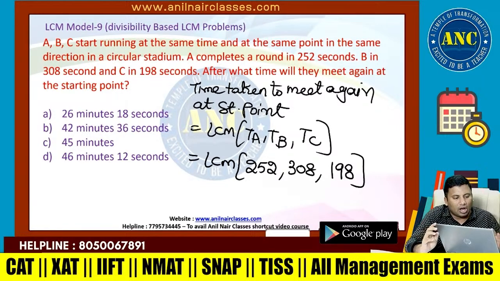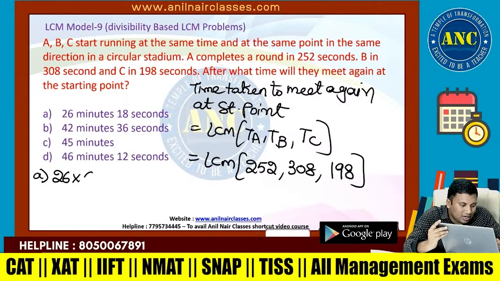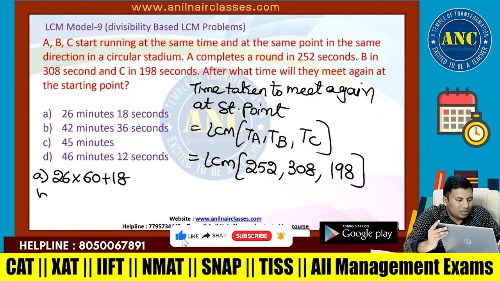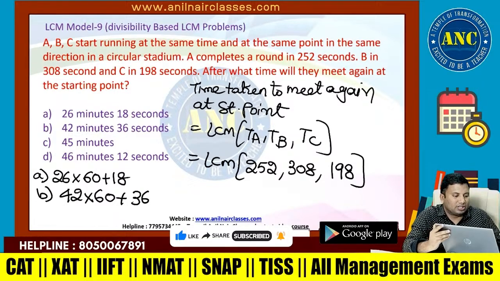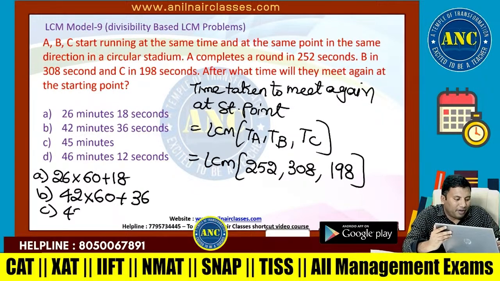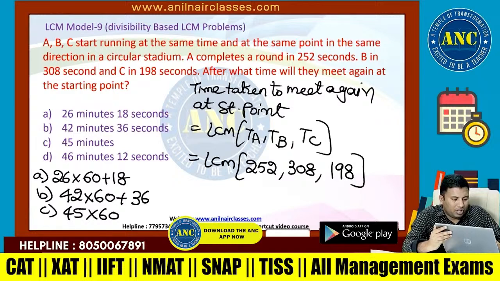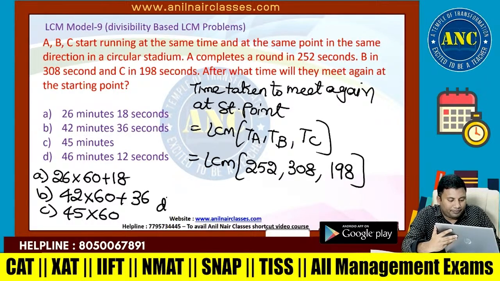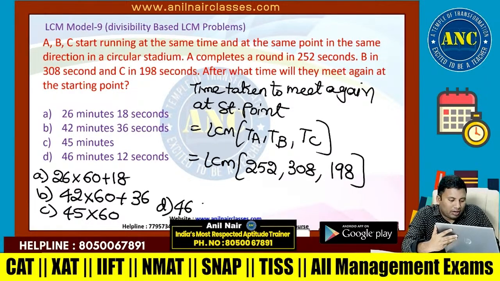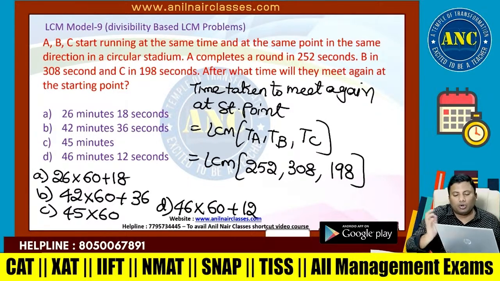The options are all in minutes, and 1 minute is 60 seconds. The first option is 26 into 60 plus 18. Second option, 42 minutes: 42 into 60 plus 36. Third one, 45 minutes: 45 into 60. Fourth one, 46 into 60 plus 12. Please don't find out these values.